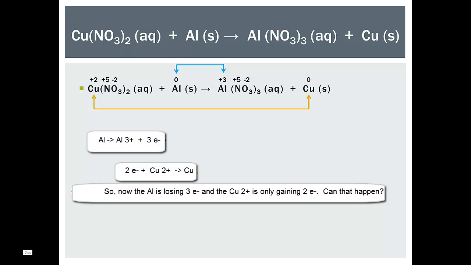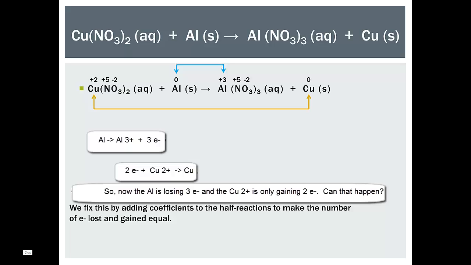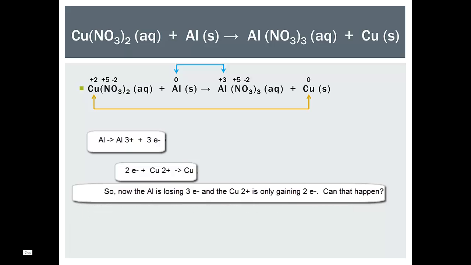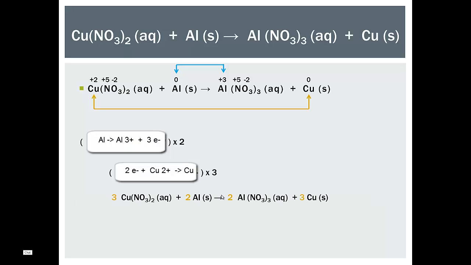So since the copper is gaining 2 electrons and the aluminum is losing 3 electrons, you can't have them losing and gaining different amounts of electrons, so you have to fix that. To fix that, you add coefficients to the half reactions to make the number of electrons lost and gained equal. So you're going to multiply the aluminum reaction by 2 and the copper reaction by 3. And then you put those changes back into the original equation.